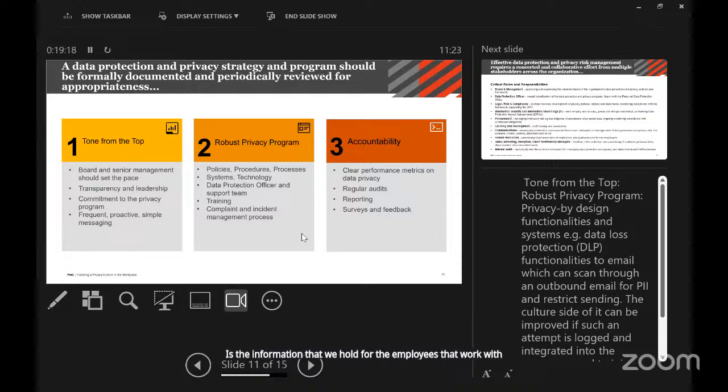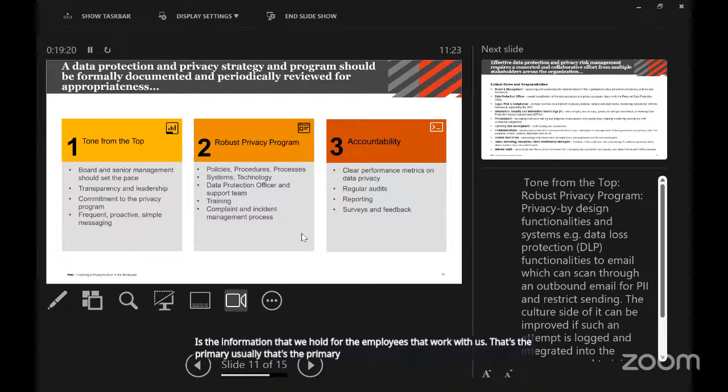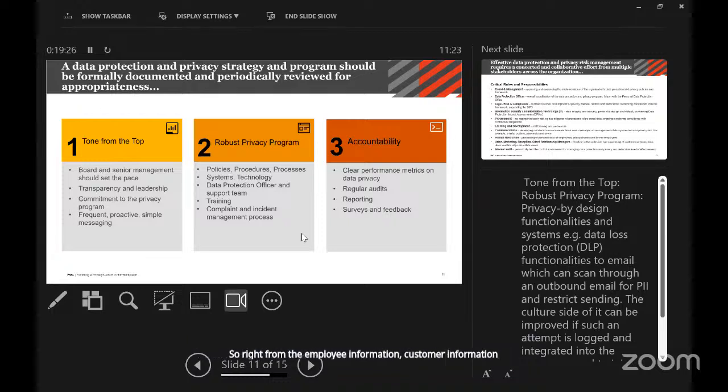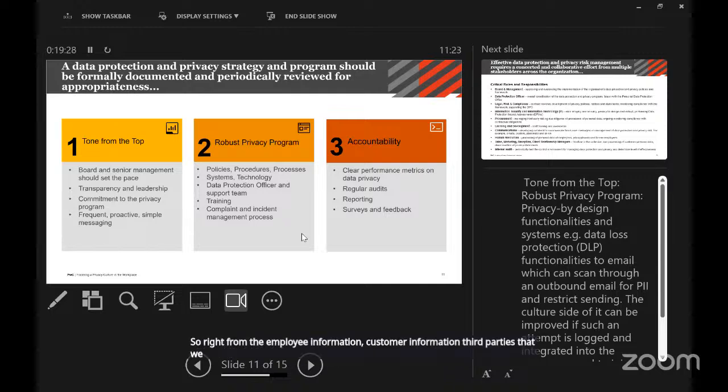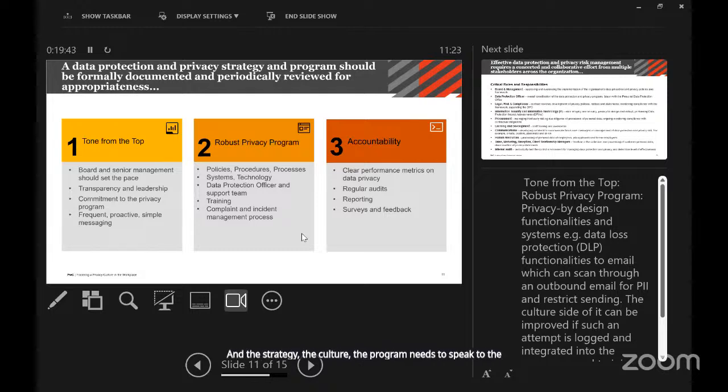That's usually the primary information, the data that we hold. So right from the employee information, customer information, third parties that we deal with, our suppliers, as well as the directors. Sometimes we forget even the founders of the organizations, the directors' information. So the protection is holistic. And the strategy, the culture, the program needs to speak to the holistic information that we hold.